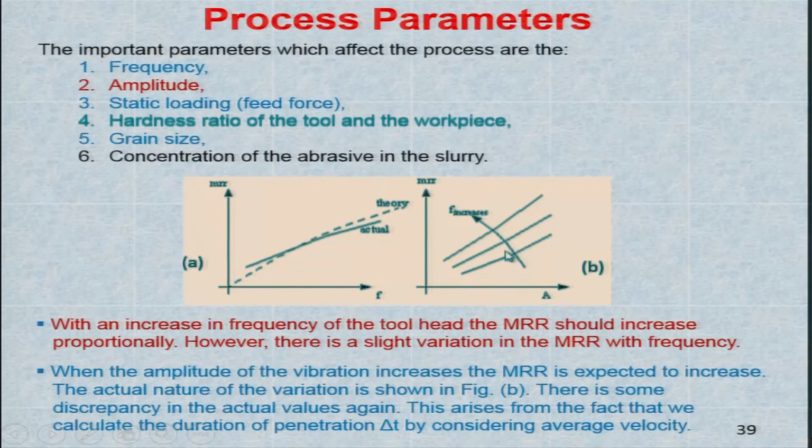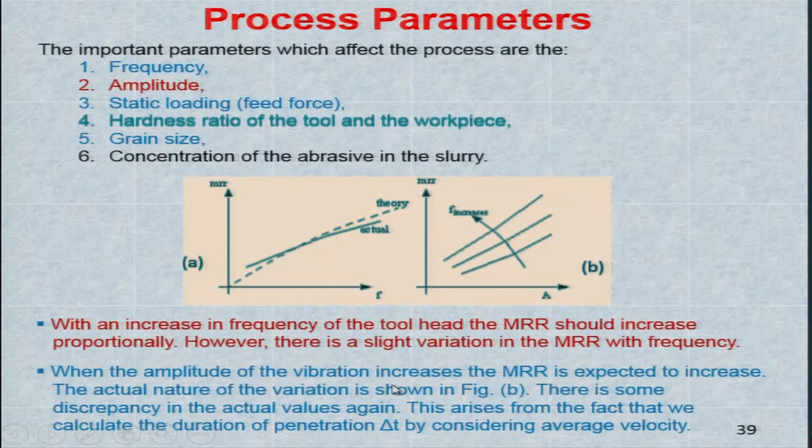Here the frequency is less than here; this curve is made with a higher frequency than this and this. The same thing is written here in the text: with an increase in the frequency of the tool head, the material removal rate should increase proportionally, theoretically. However, there is a slight variation in the material removal rate with the frequency. I explained the reason to you earlier also.